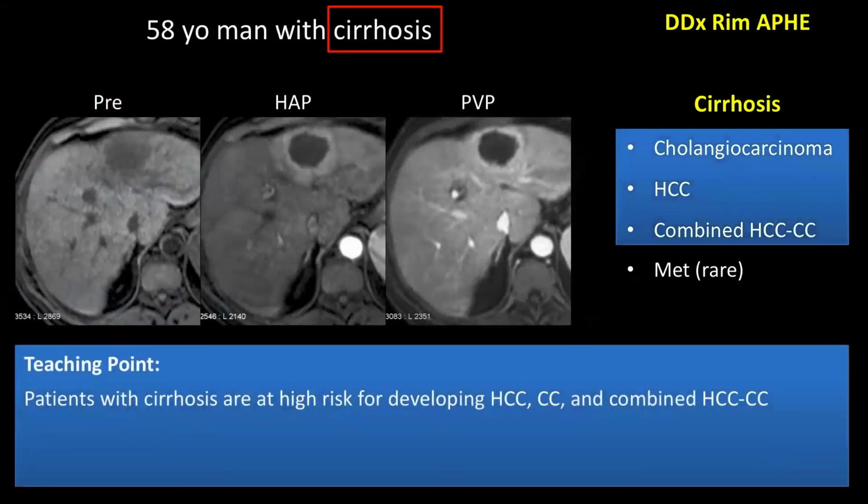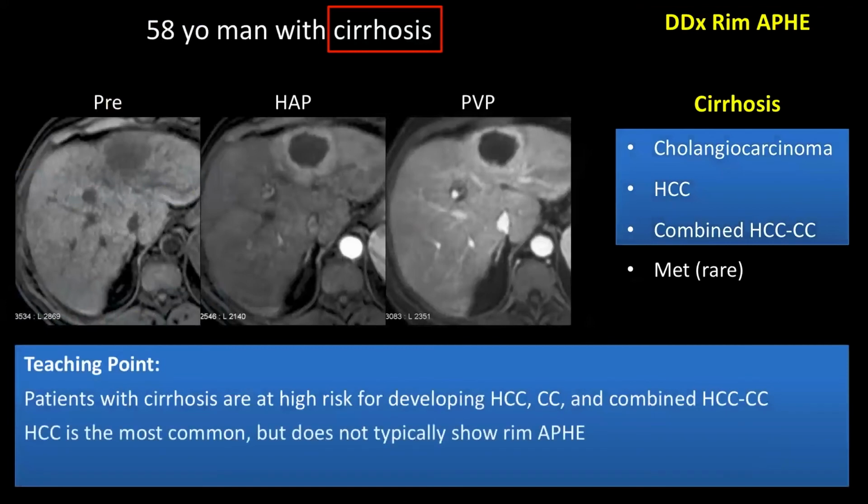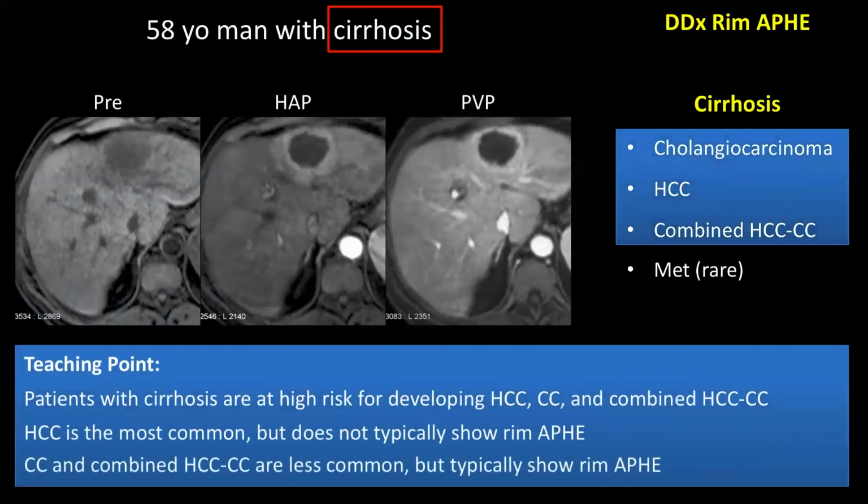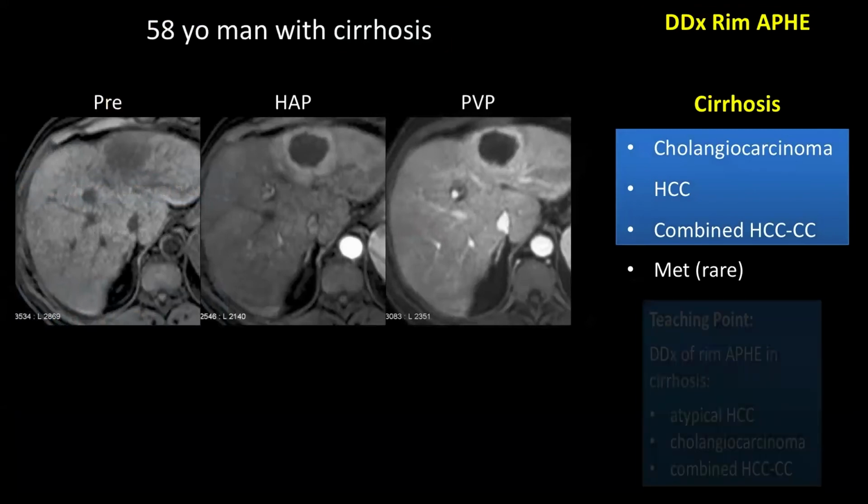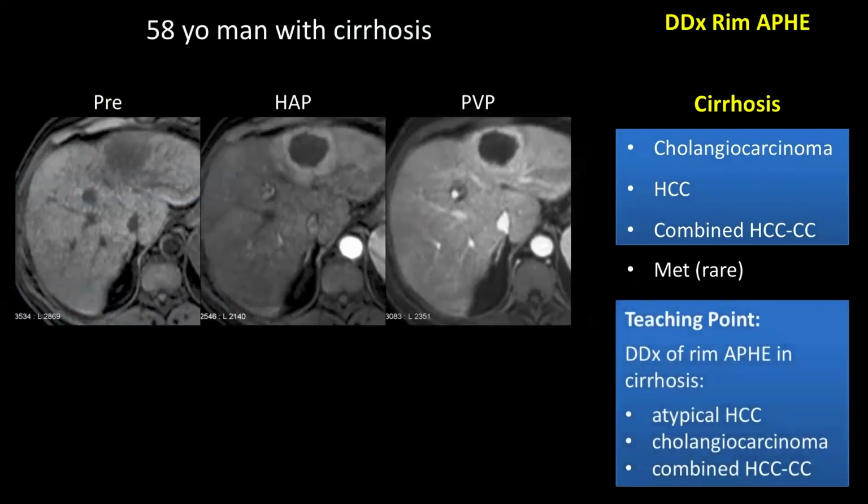So the teaching point is that patients with cirrhosis are at high risk for developing HCC, cholangiocarcinoma, and combined HCC cholangiocarcinomas. HCC is the most common, but doesn't characteristically show rim enhancement. Combined tumors and cholangiocarcinomas are less common, but typically do show rim enhancement. So we can't tell the difference based on imaging, so we need to do a biopsy. This particular patient got a biopsy, and this was an HCC.